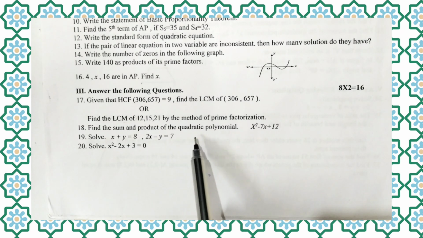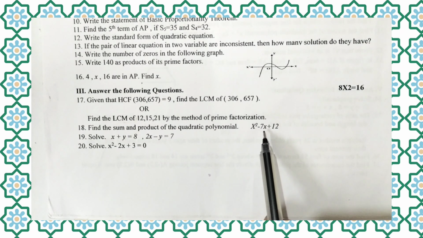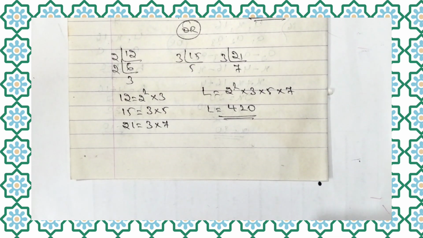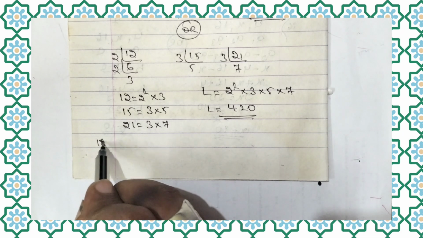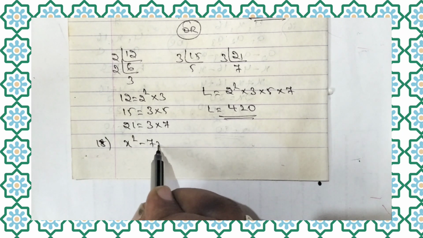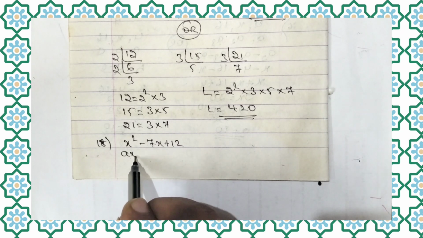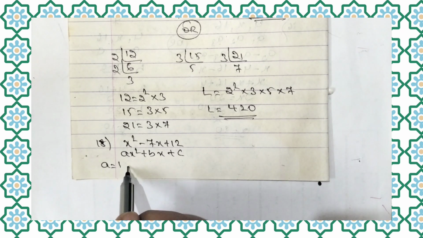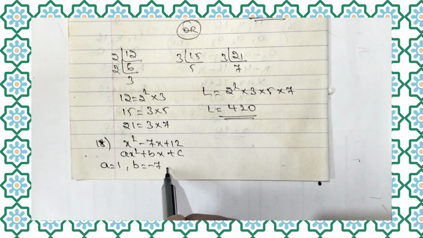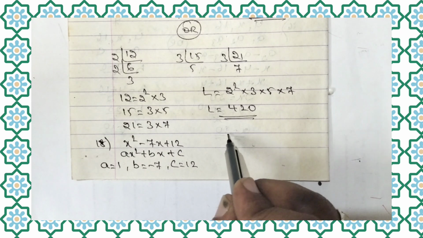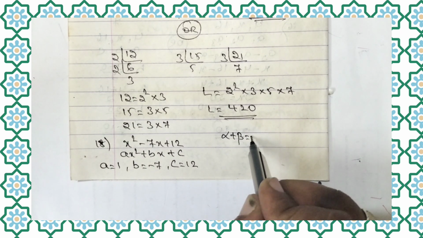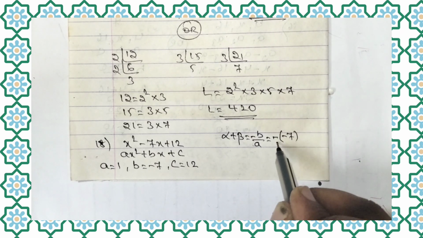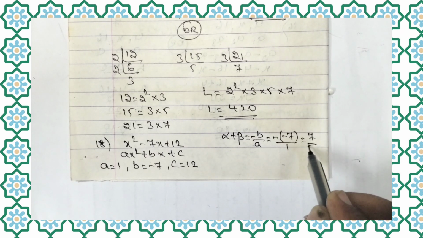Find the sum and the product of the quadratic polynomial x square minus 7x plus 12 is given. So let us find out the sum and product. So 18th question: x square minus 7x plus 12. The standard form is ax square plus bx plus c. Let us list: a is equal to 1, b is equal to minus 7, c is equal to 12. So sum alpha plus beta is equal to minus b by a. That is equal to minus of minus 7 divided by a, which is 1. So which is equal to 7.